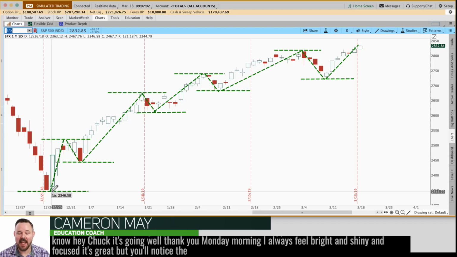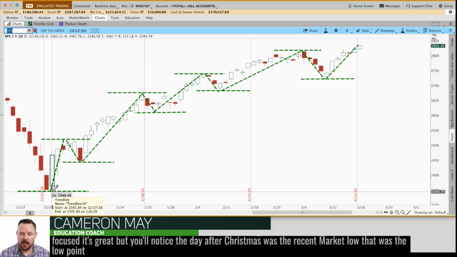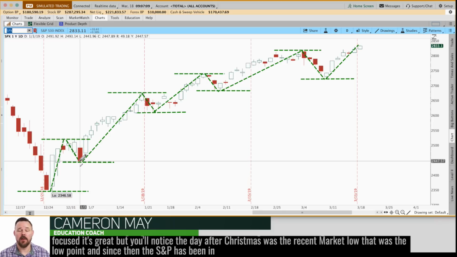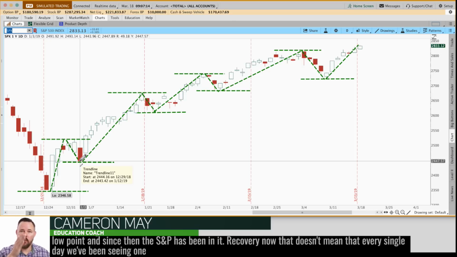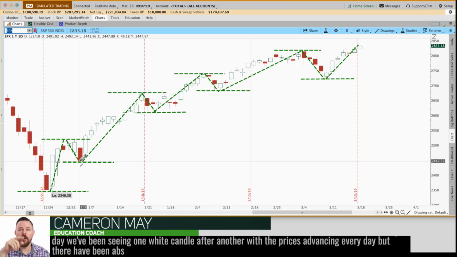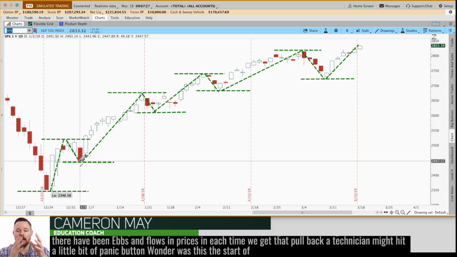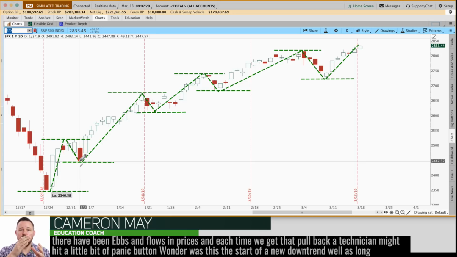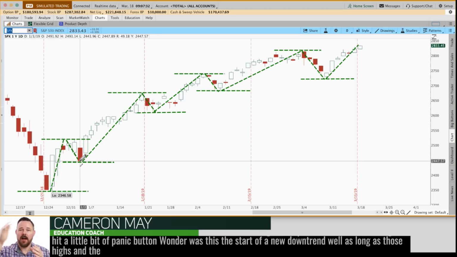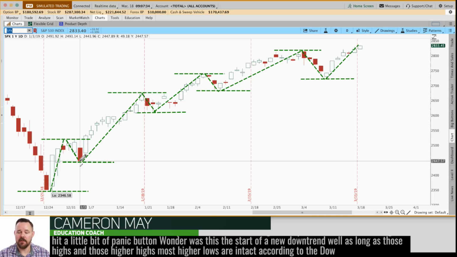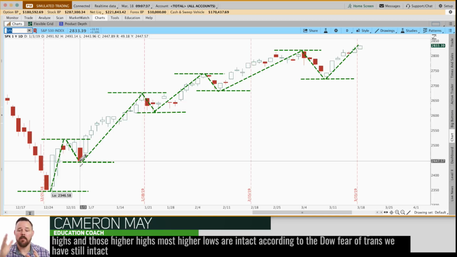But you'll notice the day after Christmas was the recent market low. That was the low point. And since then, the S&P has been in a period of recovery. Now, that doesn't mean that every single day we've been seeing one white candle after another with prices advancing every day, but there have been ebbs and flows in prices. And each time we get that pull back, a technician might hit a little bit of a panic button and wonder, well, is this the start of a new downtrend? Well, as long as those higher highs and those higher lows are intact, according to the Dow theory of trends, we have still an intact upward trend.